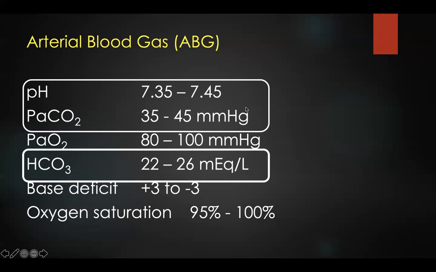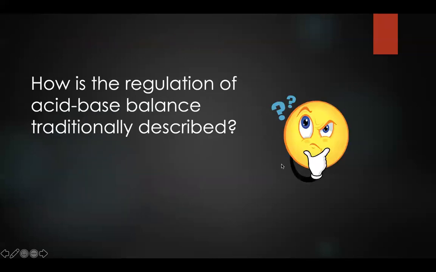Okay, so what are the things that you only need to remember by now in interpreting arterial blood gas? Again, these boxed values: pH, PaCO2, and bicarbonate. Again, pH is 7.35 to 7.45. PaCO2 is 35 to 45. Bicarbonate is 22 to 26. Please make sure that you memorize this by heart.